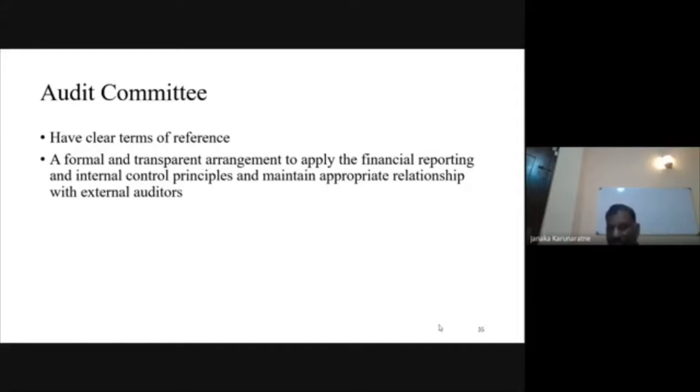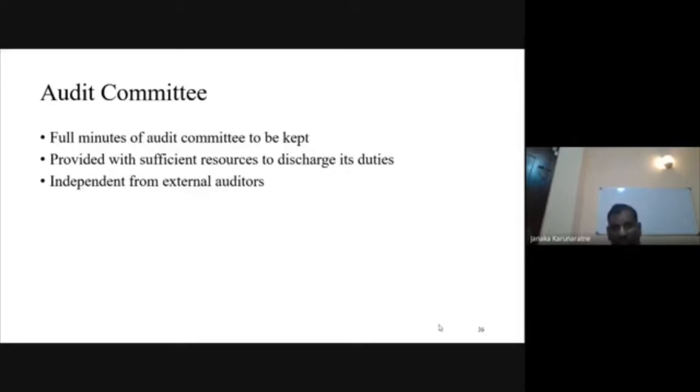That means a formal and transparent arrangement to apply the financial reporting and internal control principles, and to maintain an appropriate relationship with external auditors. One of the key elements of audit committees is the financial reporting part, and in doing so there should be a clear relationship with the external auditors. Full minutes of the audit committee should be kept. It's very important that the audit committee keeps a full set of minutes and is provided with sufficient resources to discharge its duties, with the relevant KMPs and the MD providing relevant information.